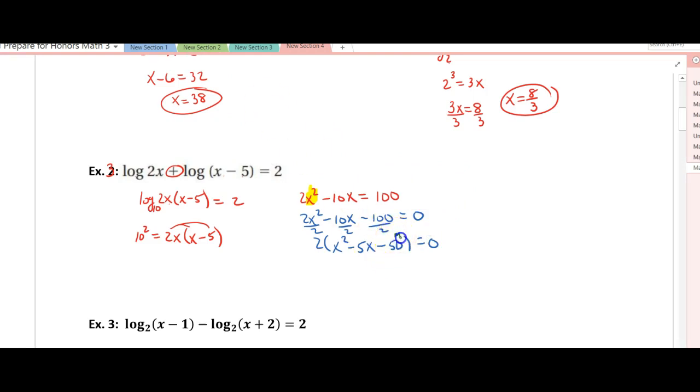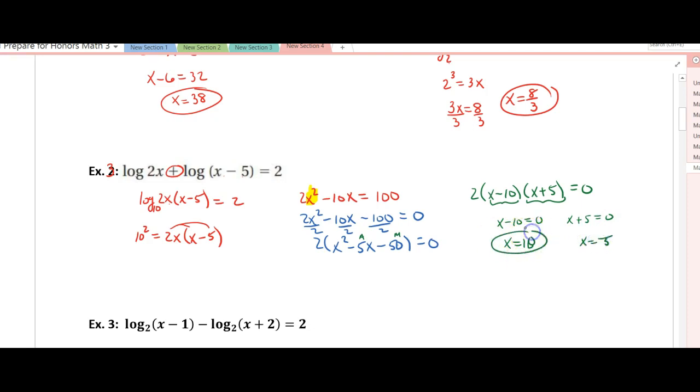Now, what numbers multiply to give me negative 50 and add up to give me negative 5? That becomes 2 times x minus 10 times x plus 5 equals 0. The reason it's x minus 10 and x plus 5 is because negative 10 times 5 gives me negative 50, and negative 10 plus 5 gives me negative 5. So now I'm going to take the two variable expressions and set them equal to 0. x minus 10 equals 0. x plus 5 equals 0. And x equals 10. x equals negative 5.